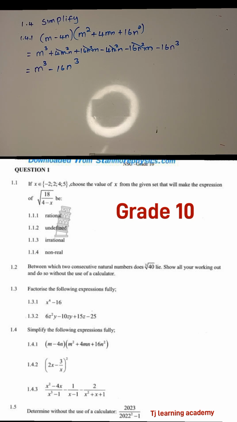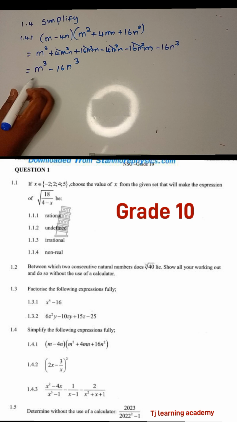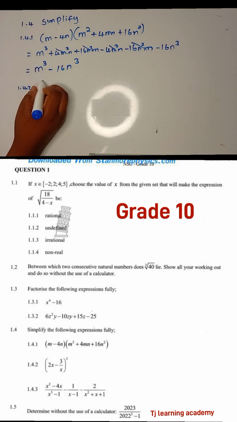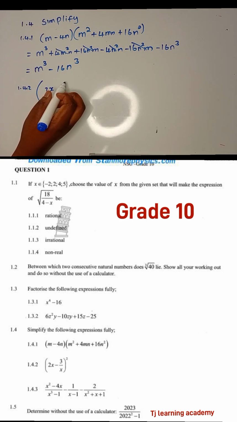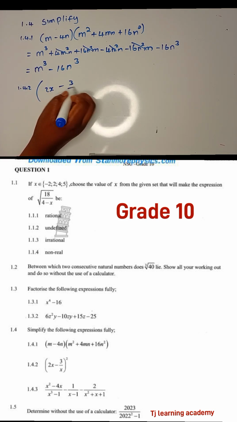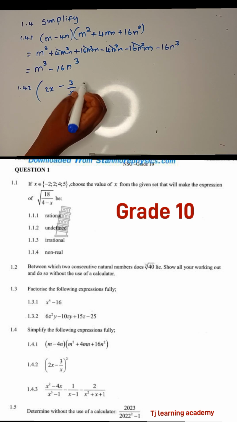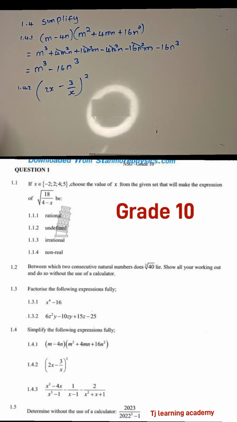So we are done with this one. Let's proceed to 1.4.2. We have 2x minus 3 over x, all to the exponent of 2.